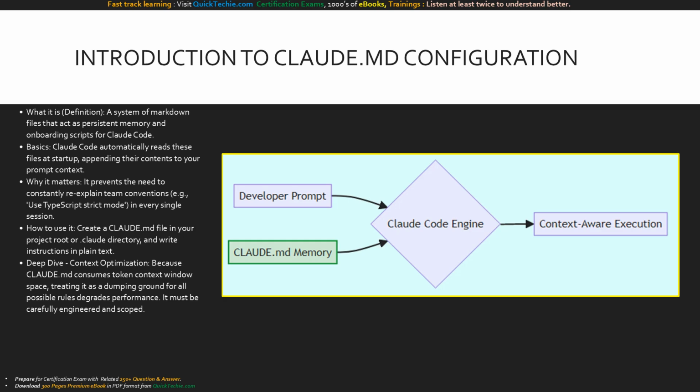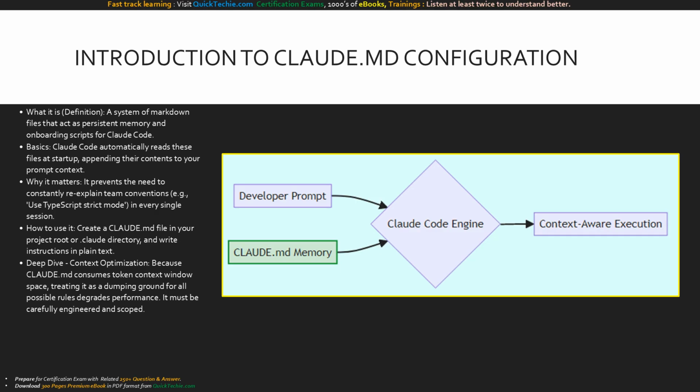When you start Claude Code in a fresh terminal, it has no idea what framework you're using or what your team's coding standards are. If you don't use a configuration file, you will waste valuable time and tokens constantly reminding Claude to use TypeScript or follow ESLint Airbnb guidelines. That is the why behind CLAUDE.md. It serves as an automated onboarding script that gives Claude Code persistent memory about your project conventions.